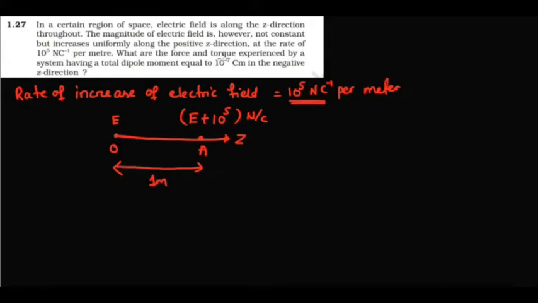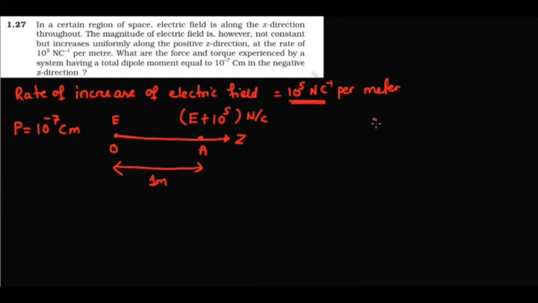So we have a system which has a total dipole moment equal to 10 to the power minus 7 coulomb into meter. So we have an electric dipole, and the dipole moment P is equal to 10 to the power minus 7 coulomb into meter. Okay, and we have to find what is the total force acting on it and what is the total torque acting on the dipole. So for our mathematical simplicity, let us assume that we have an electric dipole like this.